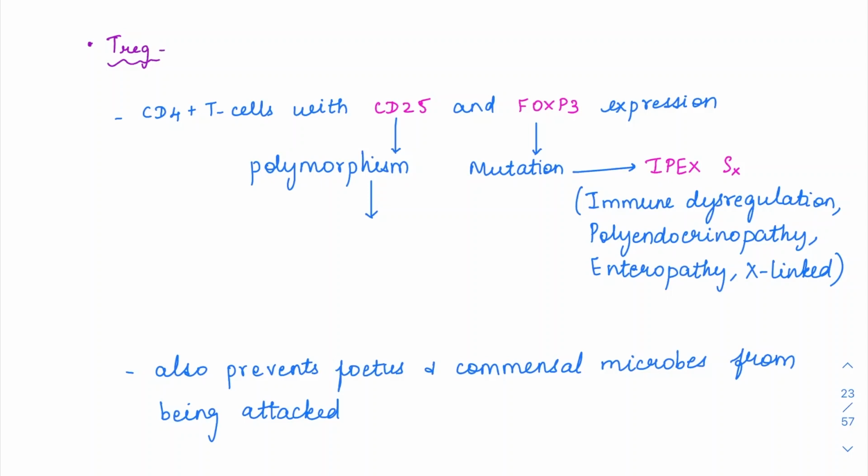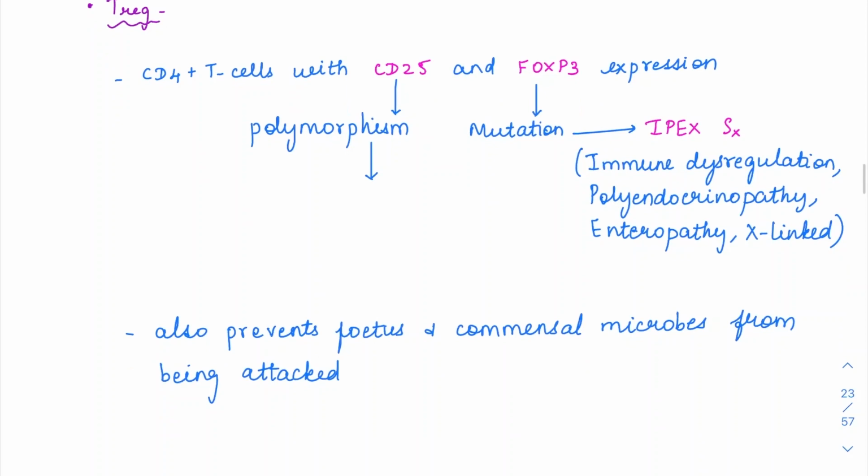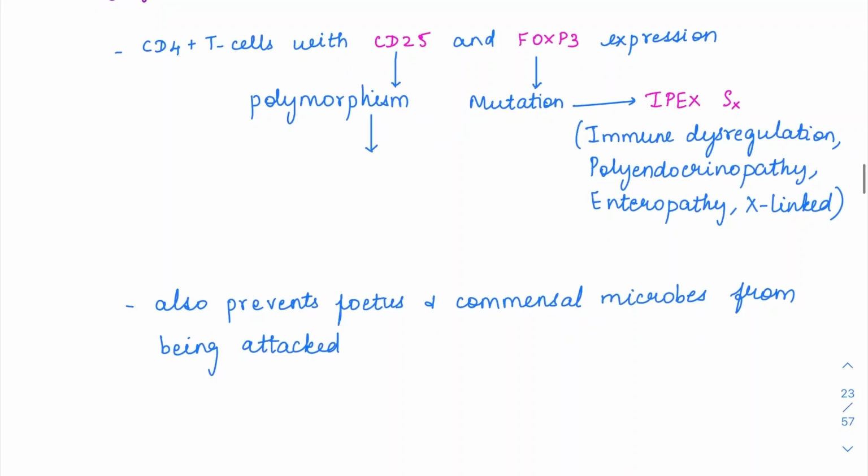As I mentioned, these are the major regulatory cells responsible for controlling the immune system. These Treg cells are going to be positive for CD4 because they are a subset of CD4 positive T helper cells only. And apart from that, they are going to be positive for CD25 and FOXP3, right? Remember that.